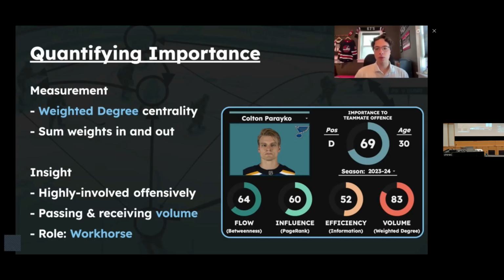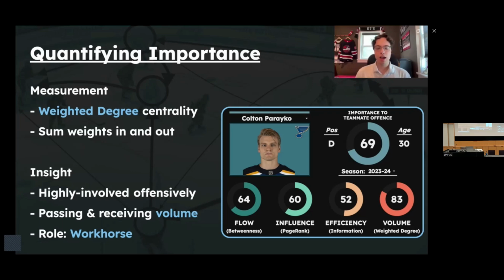And lastly, we're ending with the simplest one, which is weighted degree centrality. This one just sums the weights in and out of a node and finds players that are very highly involved offensively. So even though they're not making any sort of groundbreaking connections, they're receiving and passing a lot of pucks. So Colton Parayko, again, might not be the most dynamic of all players, but he's a very key cog in the Blues offense from the back line, and that gives them a really high volume score.